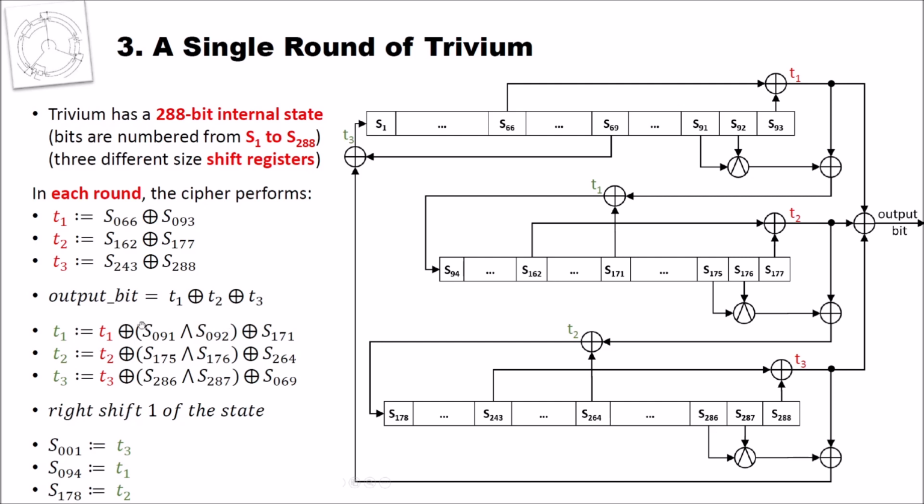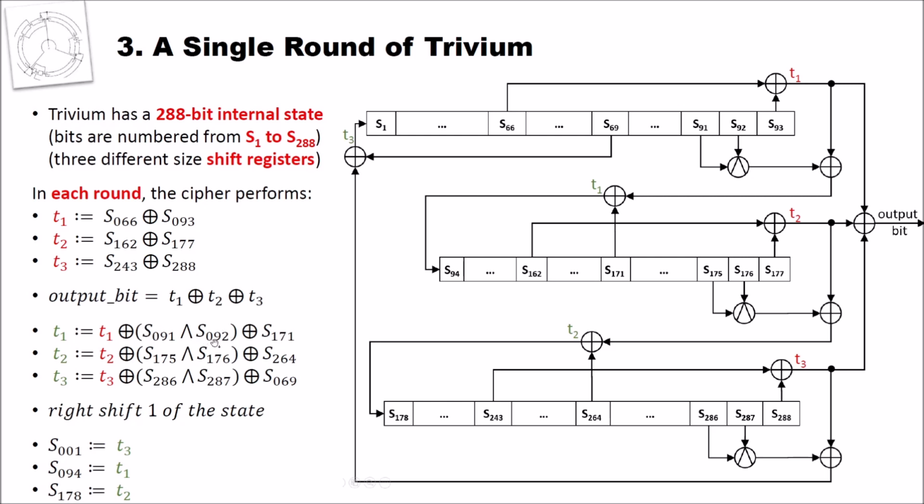So what does this AND here mean? AND means that these two bits have to be 1, and only if both are 1, then the AND of these two bits is 1. If only one of these two bits is 1, then the result is 0. And of course, if both of these are 0, the result of this term here is also 0.